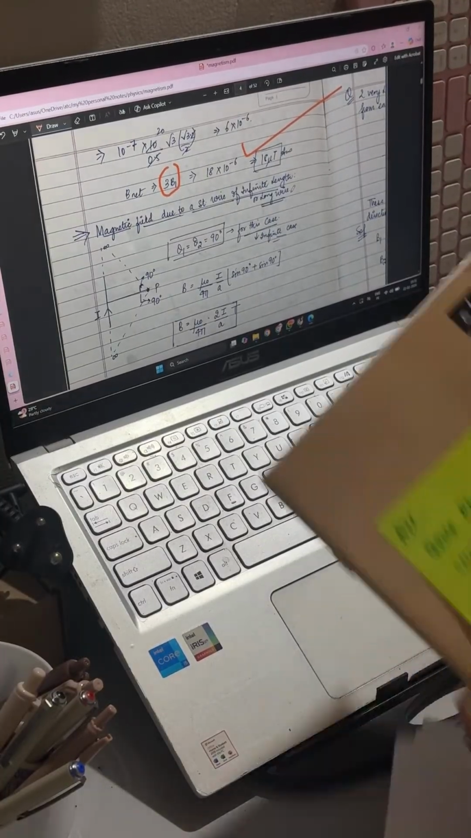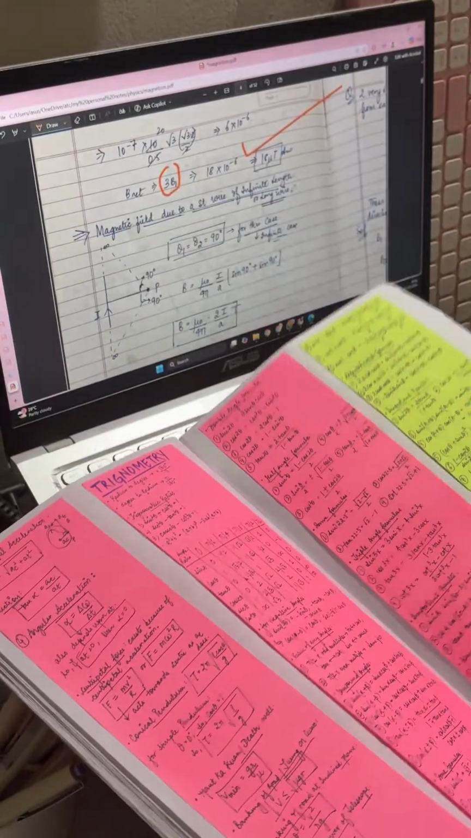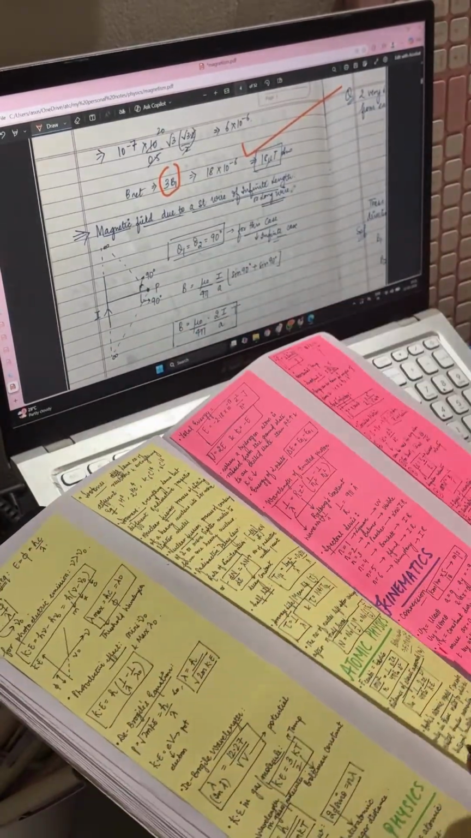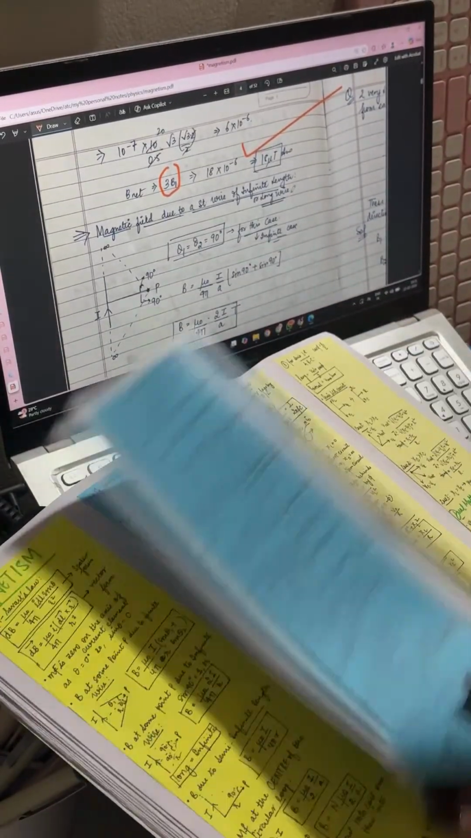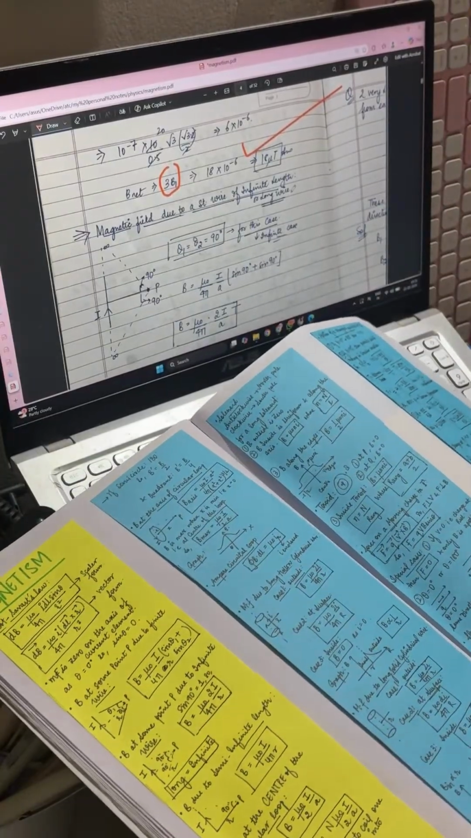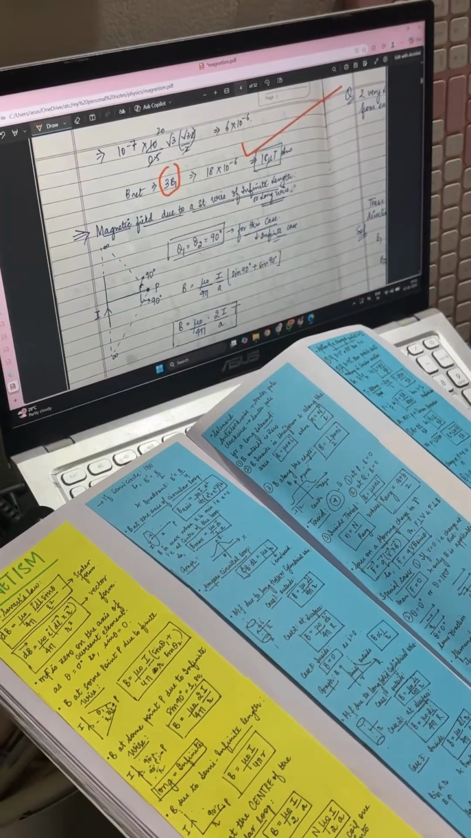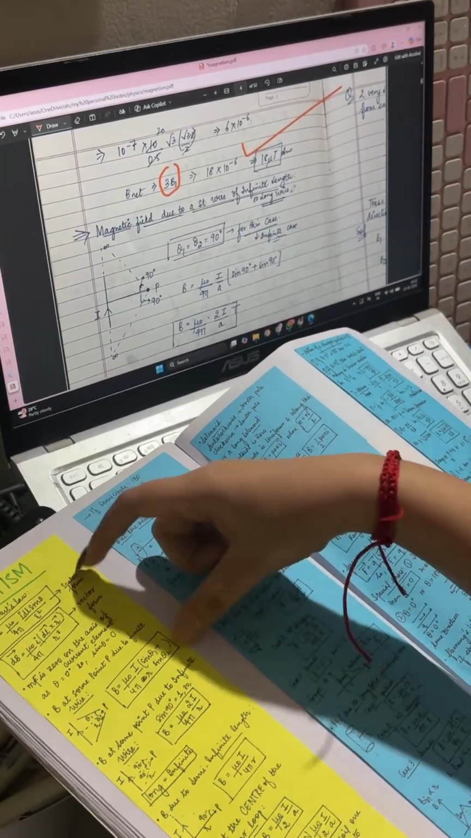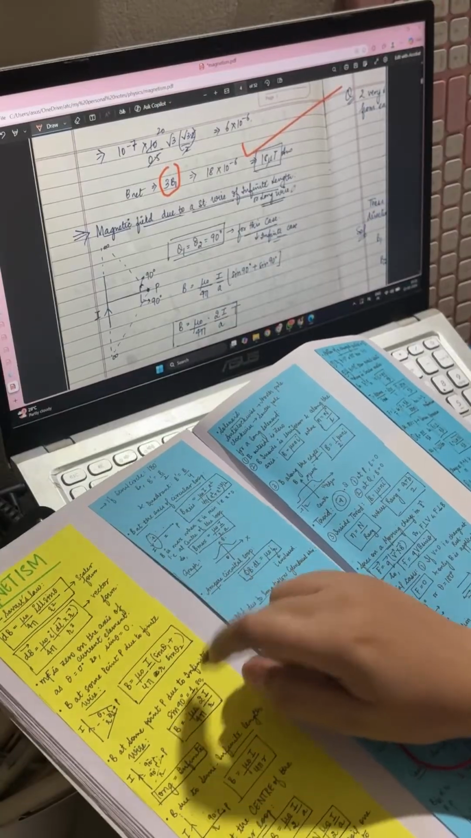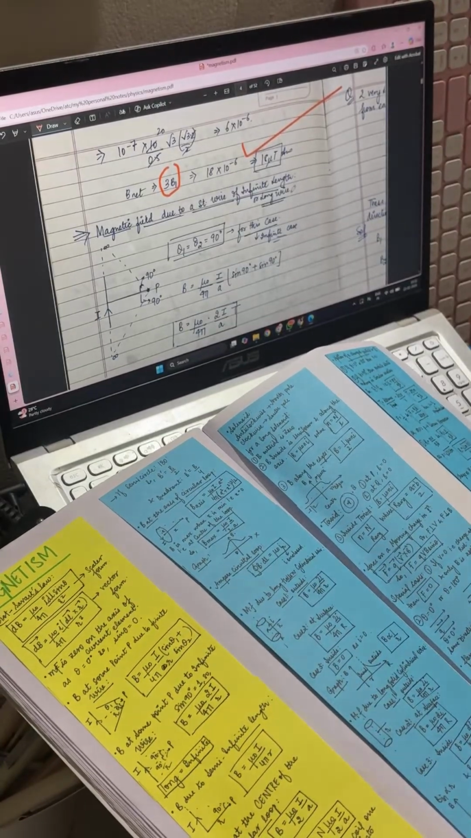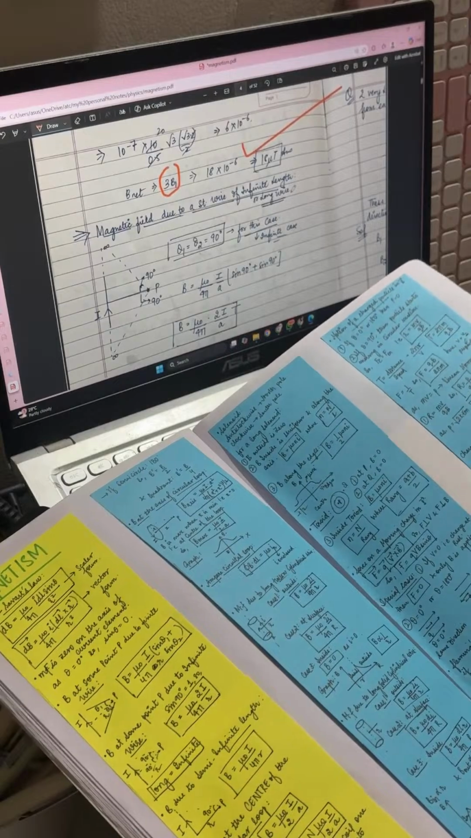Also guys, this is my quick notes notebook. I think I have made this. Yeah, these are short notes on magnetism. These are all the formulas. So I think we are here right now. We've covered these formulas. We are here right now. Oh, it's very colorful. But that's how I like it.